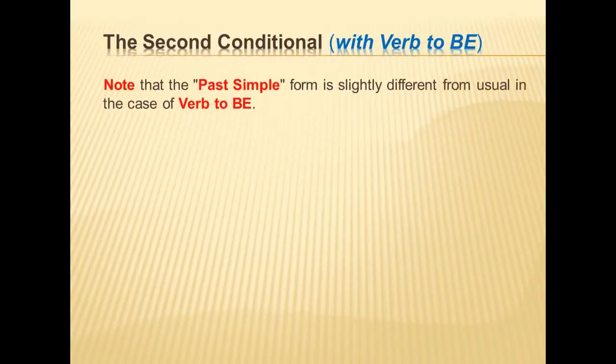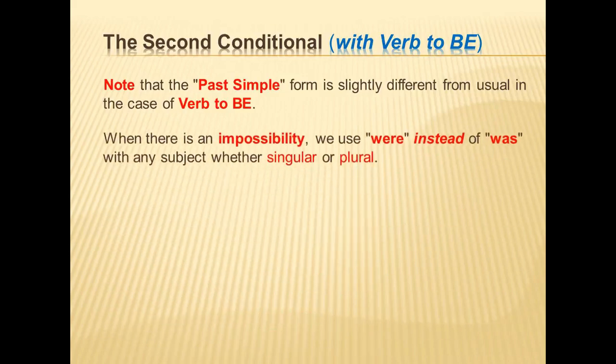Note that past simple form is slightly different from usual in the case of the verb be, and you have to notice this one as well. When there is an impossibility, we use were instead of was. I mean that you can use were instead of was, with any subject, whether singular or plural. That is for impossibility. For example, if I were rich, I would buy a big house.